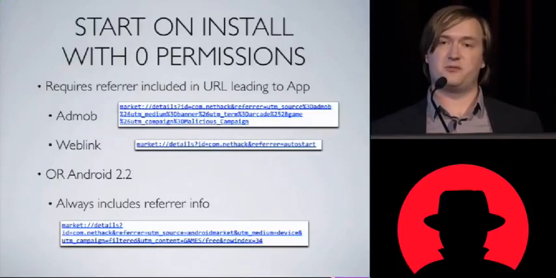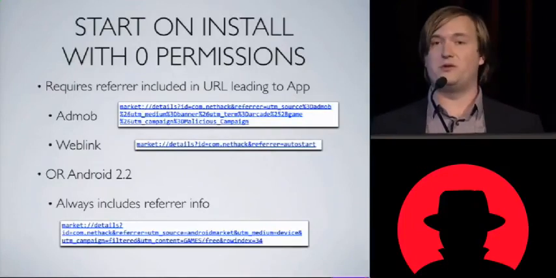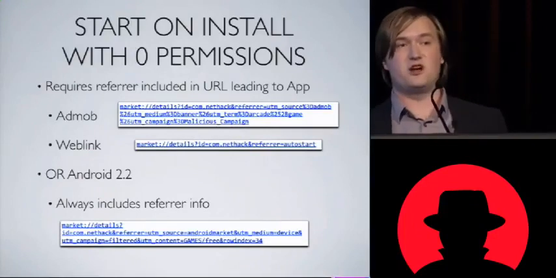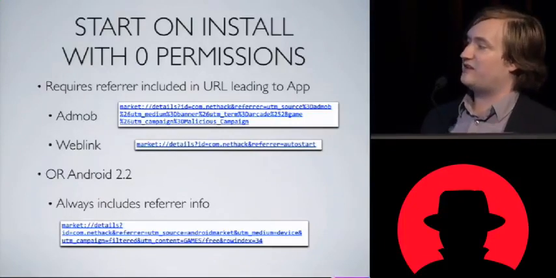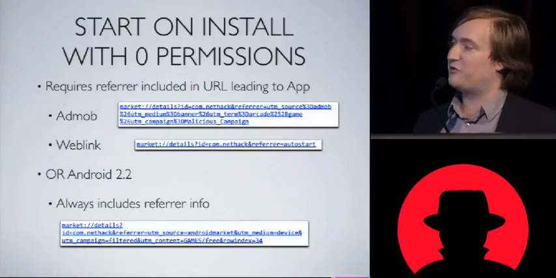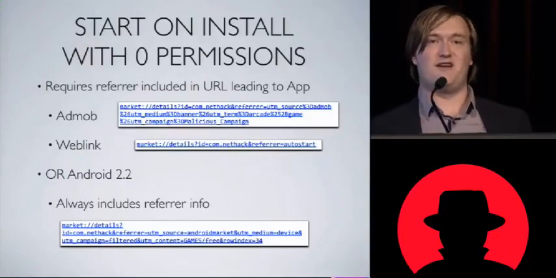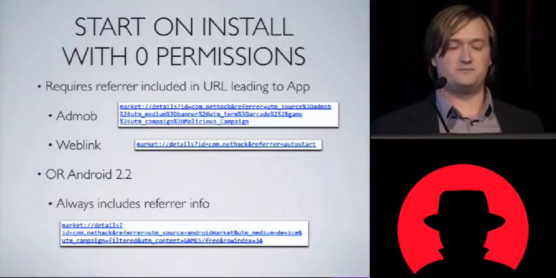So if you were just browsing through the market and you clicked on an app to install it, this wouldn't necessarily work. It would work if you clicked on an AdMob link or a web link with any sort of referrer information attached to it. However, in Android 2.2, they added a new feature that always includes a referrer. In this case, it tells me that I downloaded this app from the games category in the free section, and it was the 34th item on the list. So as of Android 2.2, you can expect this to work on every single download of your application.